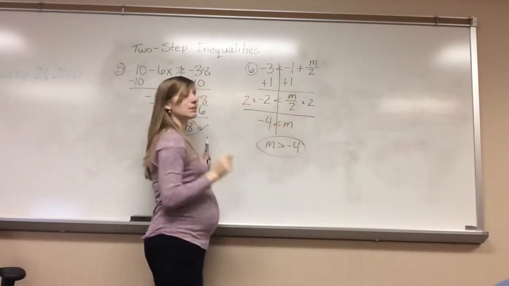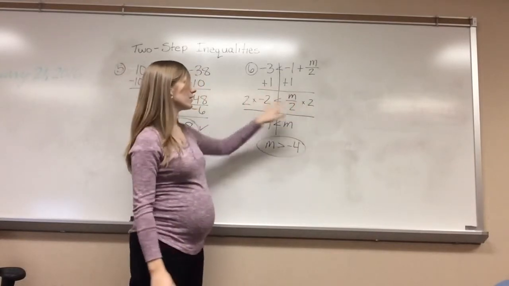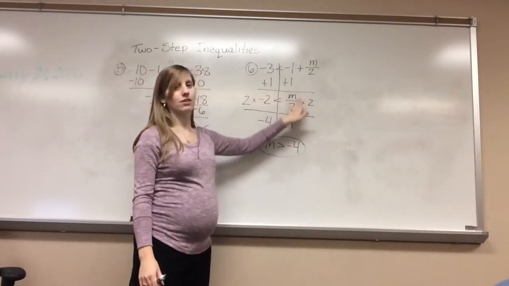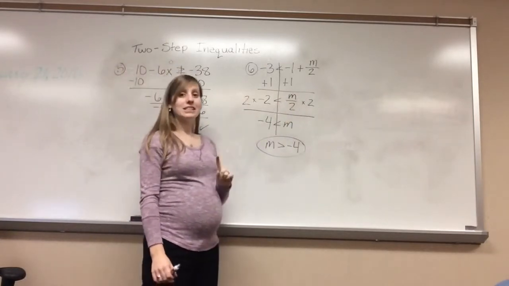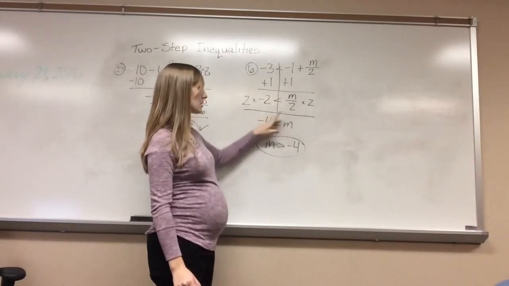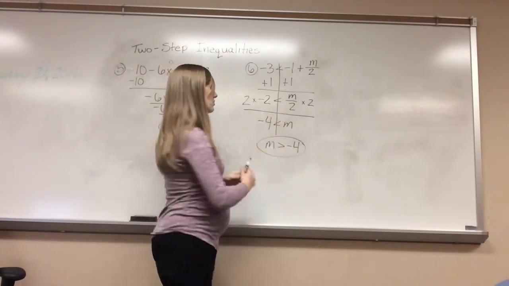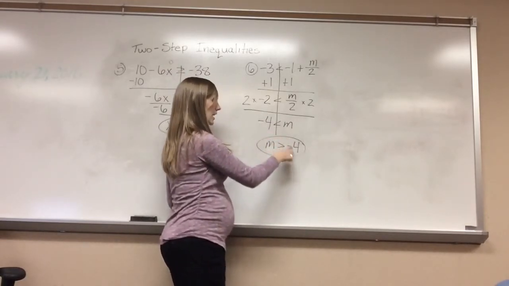I did not flip the inequality sign because I multiplied both sides by that positive 2. Okay, there was no negative on the right-hand side, so I don't flip the sign. However, I did rewrite my inequality with m first. Okay, and because it was eating the m, I made sure it was eating the m down here as well. So m is greater than negative 4.